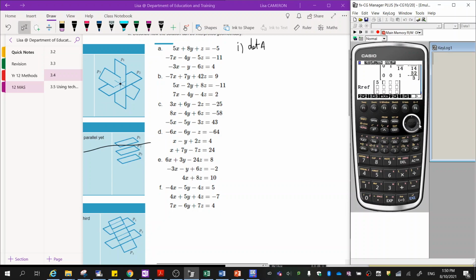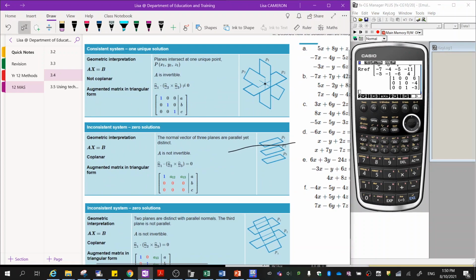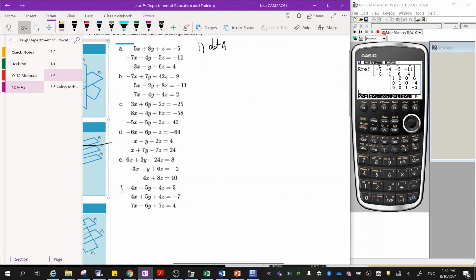So that's going to be 5, 8, 1, -5, -7, -4, -5, -11, -3, -1, -6, and 4. I press enter, and you'll see that I get a row of 1s, or our identity matrix, on this side, and a 6, a -4, and a -3. So the way that I can describe A, because it appears like this matrix here, I can say that this has one unique solution.